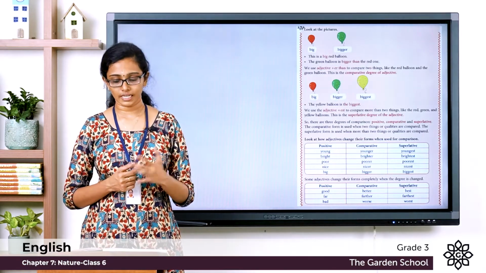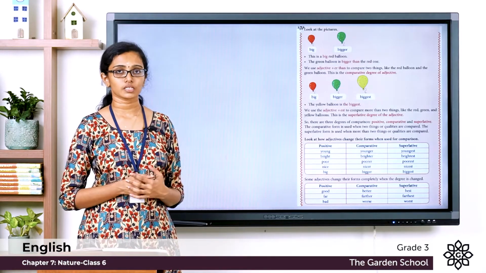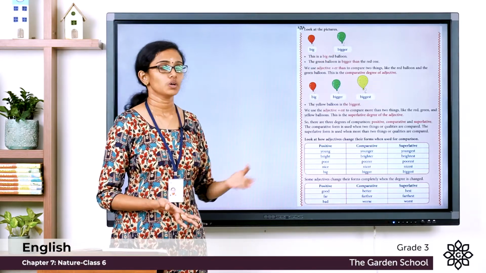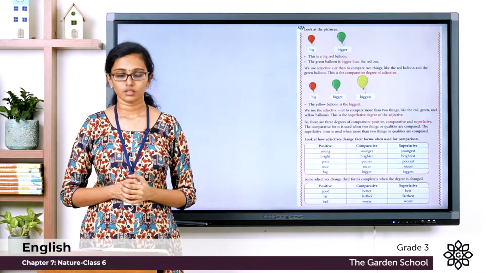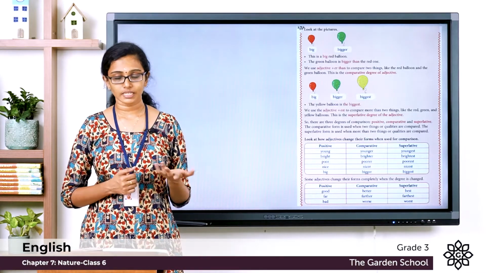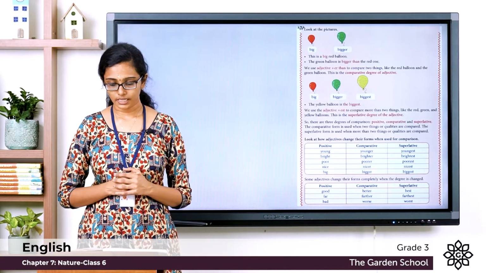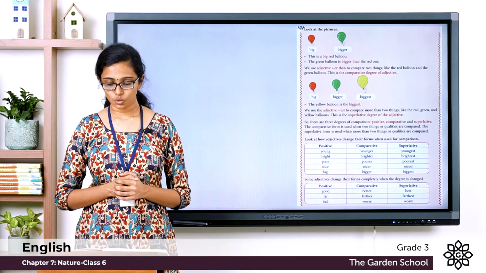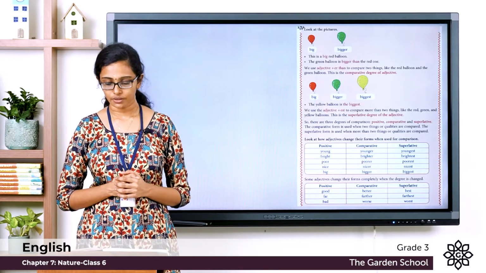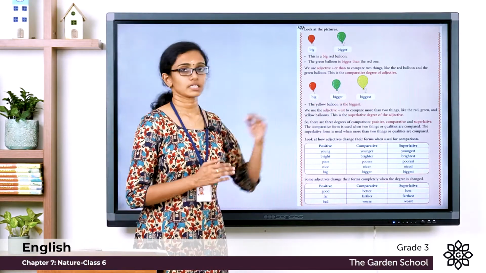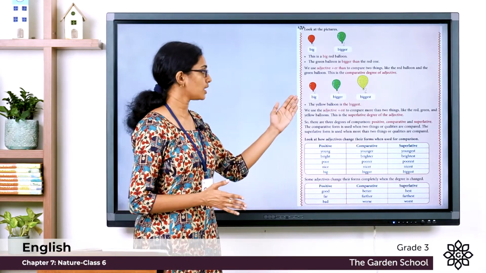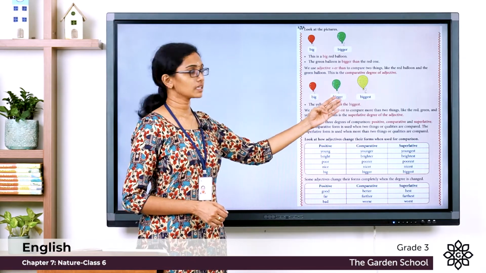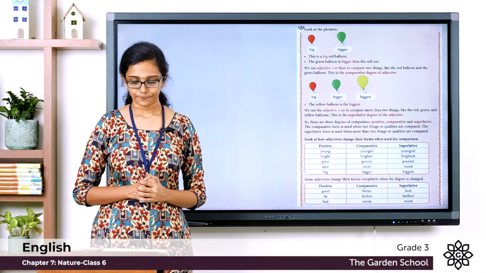We use the suffix est to compare more than two things. So in the beginning we compared only two balloons, but here we are comparing more than two. We compared three balloons here. So we use the adjective plus est to compare more than two things like the red, green and yellow balloons. This is the superlative degree of the adjective. So here the word biggest is the superlative degree of the word big. So this is the positive degree, this is the comparative degree, and this is the superlative degree.